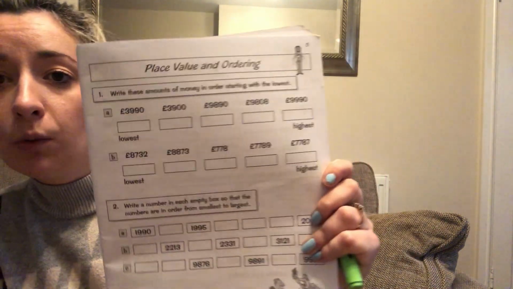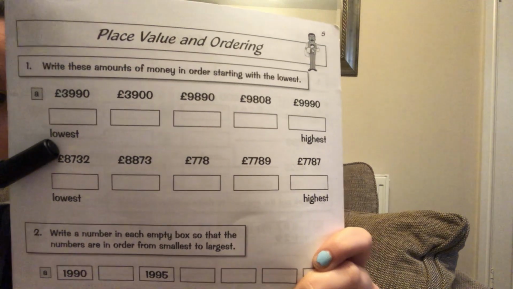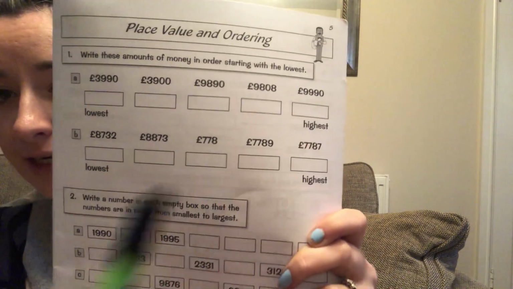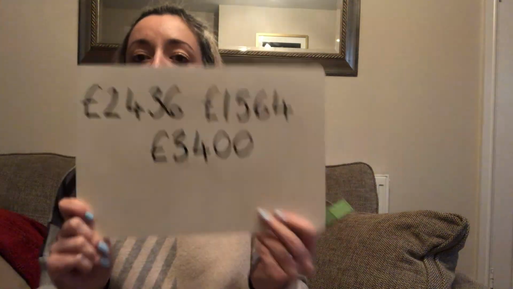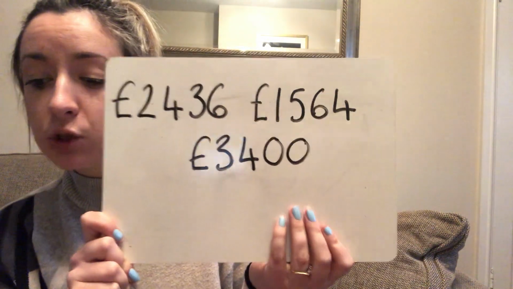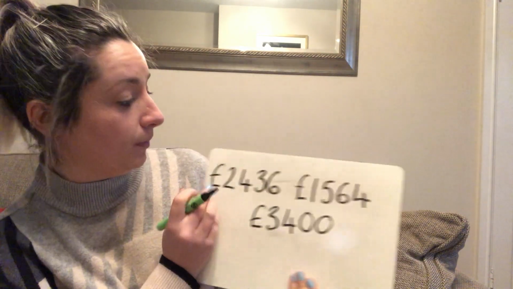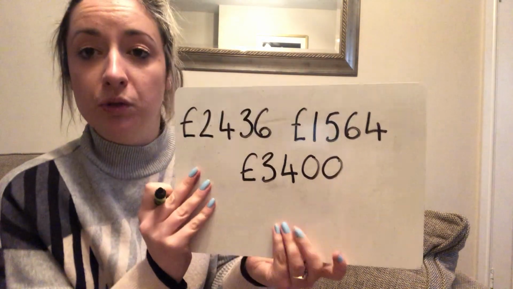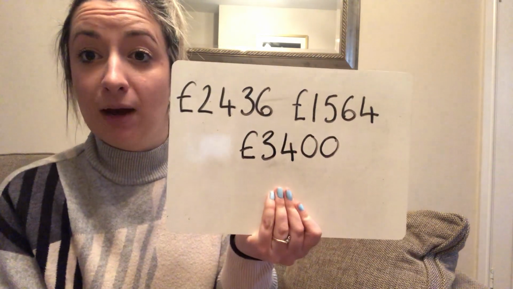So first of all, question 1 says write the amounts of money starting with the lowest. So these are the amounts of money that you've got. You can see that you need to start with the lowest because it says here lowest, and then it moves to the highest, and then you've got another question to do the same method again. What I've done on the whiteboard is I've chosen 3 amounts of money, and I'm going to determine which one of them is the lowest first, so which one has the least amount. This is going to be circling the numbers just as you would in your place value chart. The only difference is that we are converting it to money using the pound sign.